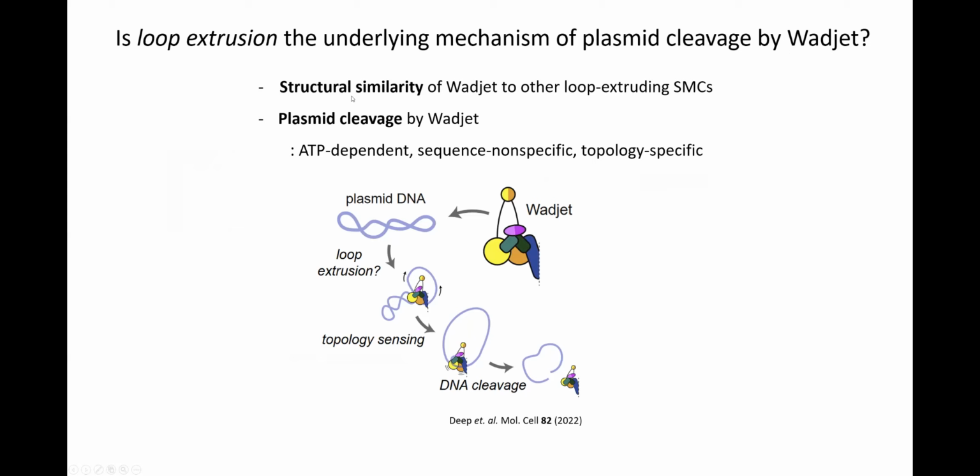And this is because of the structural similarity of WAZ to other loop extruding SMCs, and also their plasmid cleavage activity is dependent on ATP, but not dependent on the DNA sequence, not like typical enzymes with nuclease activity. But their activity is also topology specific, meaning they can only cleave circular DNA, but not linear DNA.